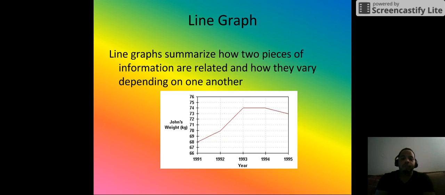I'm looking at this line graph, and first I noticed that it has John's weight in kilograms. And then on what we call the vertical line, at the x-axis, the horizontal line, Mr. Goodwin made that mistake. The horizontal line, you have 1991, 1992, 1993, 1994, and 1995. This is the horizontal line. Students, I want you to put a note down for this. Your horizontal line will always be the x-axis.